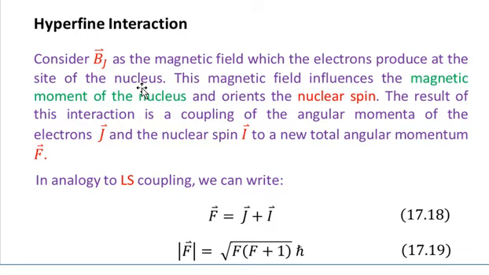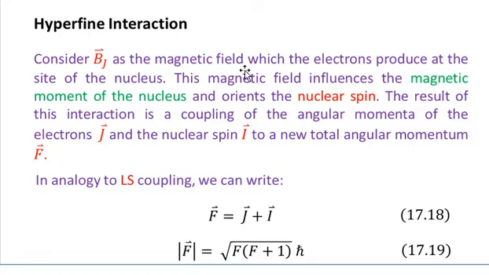magnetic field. So here I have given you a brief definition of the Bj, which is different from the magnetic field produced at the site of the nucleus by the orbital motion of the electron. That magnetic field is different. So now I am talking about the field Bj.